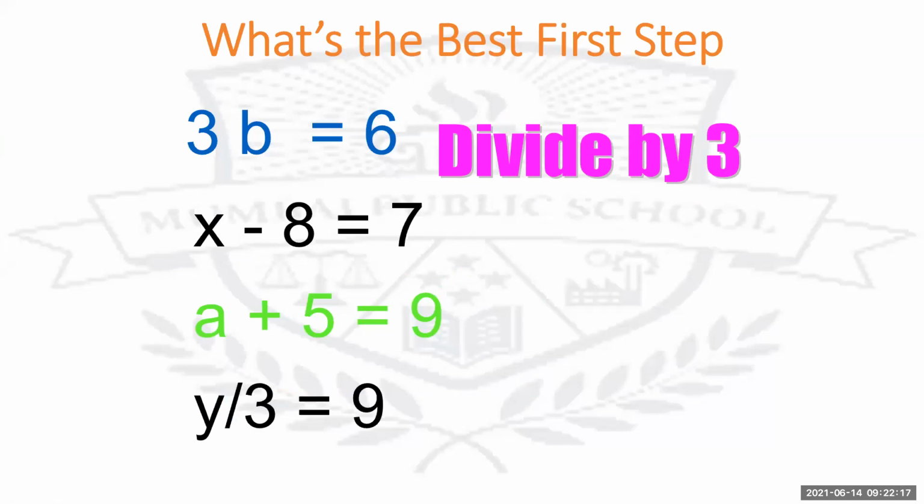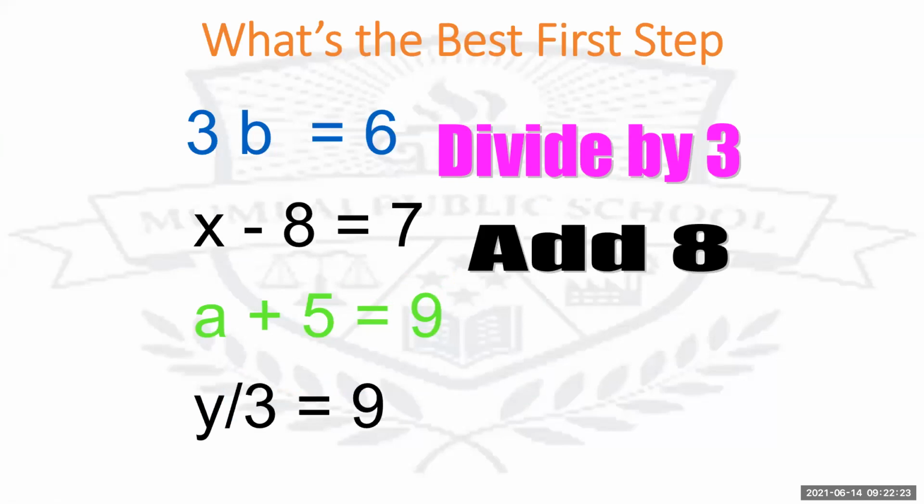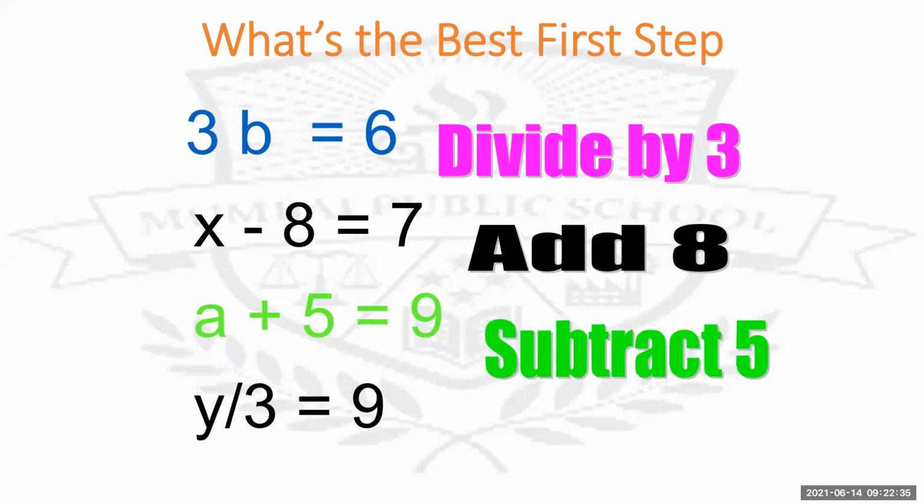Next is x minus 8 equals 7. So what you're going to do? You're going to add 8 to both sides. Next is a plus 5 equals 9. Check. Plus 5. So what you're going to do? You're going to subtract 5.